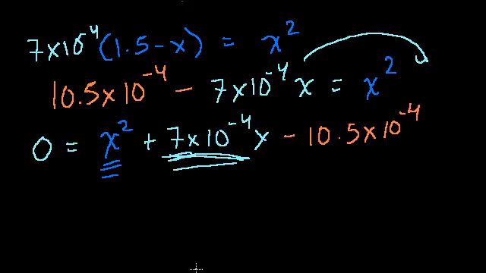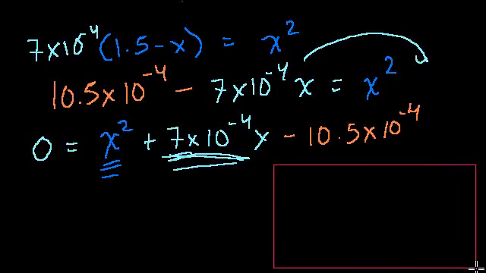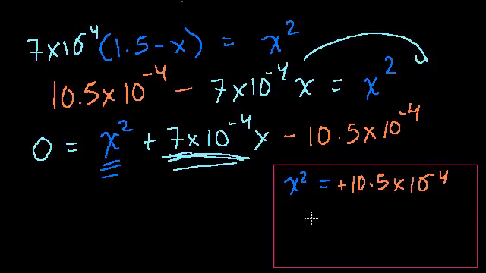Actually, I'll do that on the side right here. I'll just do it in a box, because this isn't the exact answer, but it's going to get us pretty close to the exact answer. So if we just ignored this term, then we'd have x squared equal to this. You would add this to the other side, so you'd have plus 10.5 times 10 to the minus 4, and x would be equal to the square root of this.